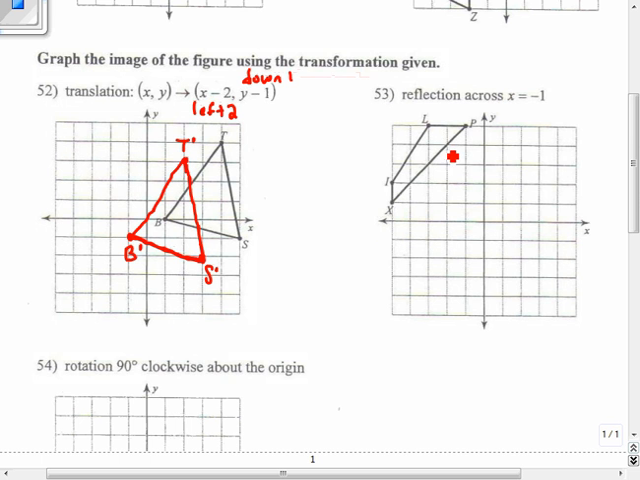Okay, we need a reflection across the line x equals negative 1. It's going to be this line right here. All right, remember we just flip it over. You just flip it over that line. So don't be scared of P. P is on the line. So how far away is P from the line of reflection? 0. So it's going to stay on the line of reflection. So P prime is going to be in the same location as the original P.